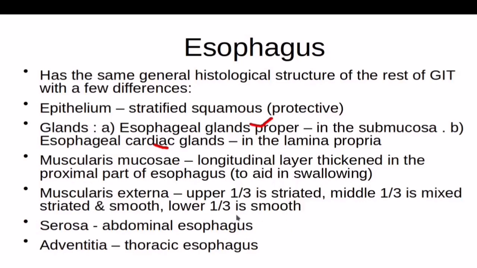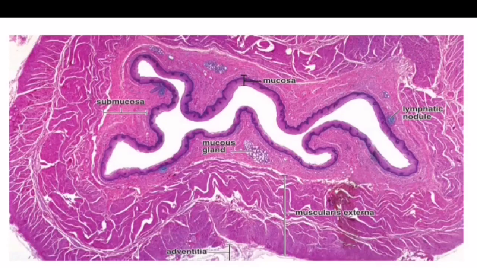Okay, then we have the serosa. Remember, we said serosa covers intraperitoneal portions, so the abdominal esophagus, being intraperitoneal, is covered with serosa, which is loose connective tissue and mesothelium. Okay, then the thoracic esophagus is covered with adventitia, right? So that it can be firmly attached to the posterior thoracic wall, right? Okay.